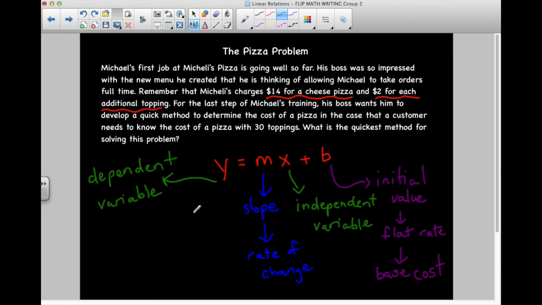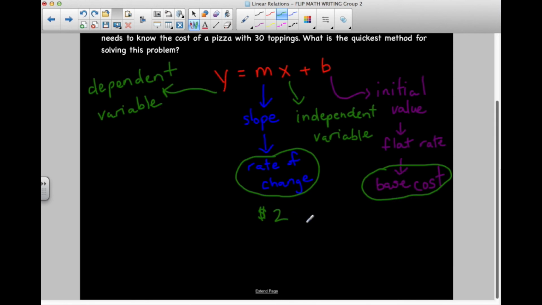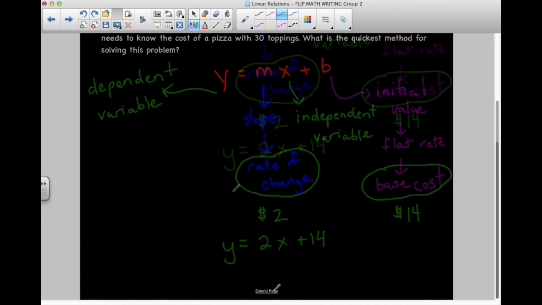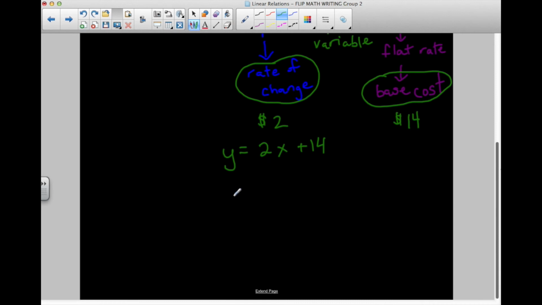One of the things that's really handy is that from our equation we know the rate of change and we know our base cost. Remember, our rate of change was $2 and our base cost was $14. So just by knowing these two values, I can substitute those into my equation. Y equals 2x plus 14. And remember back to our first part of the pizza problem, y represented our cost and x represented the number of toppings. So either one of these equations work.